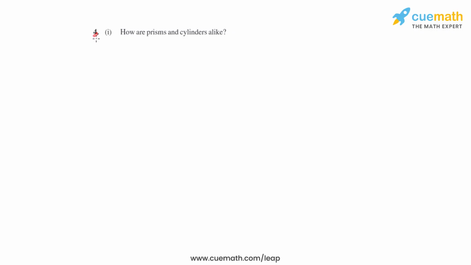So in question number 4 of this third exercise, we have taken the first part of this question first, where we'll have to observe how prisms and cylinders are alike.